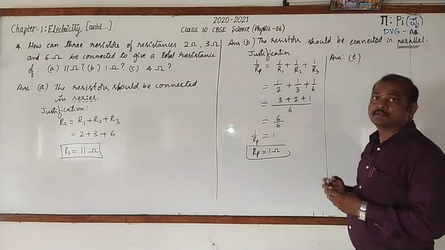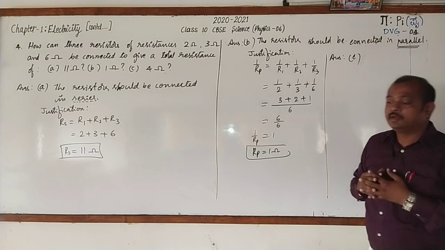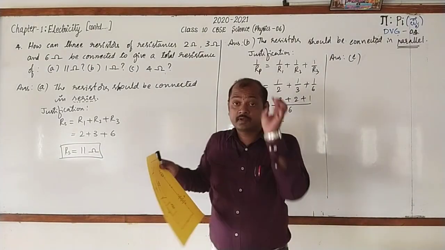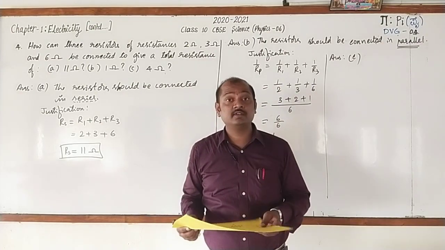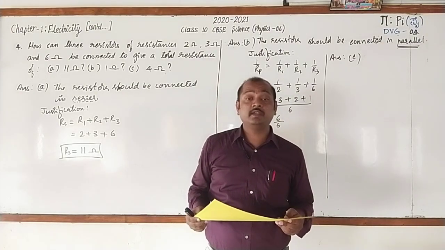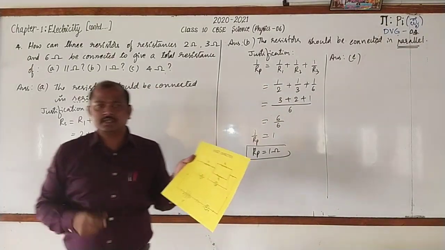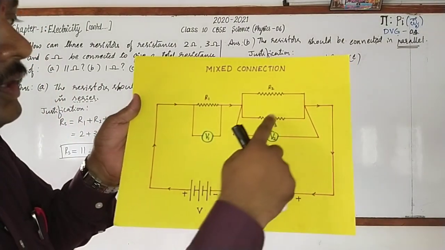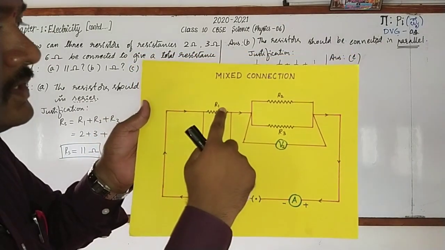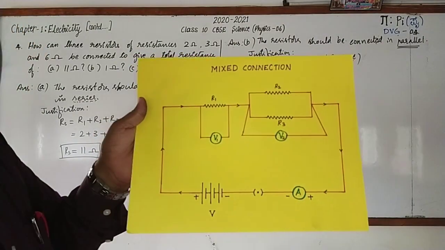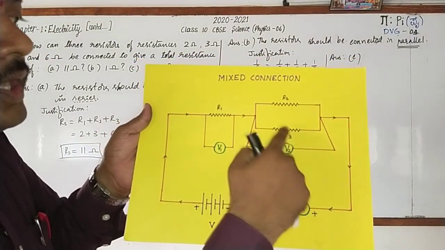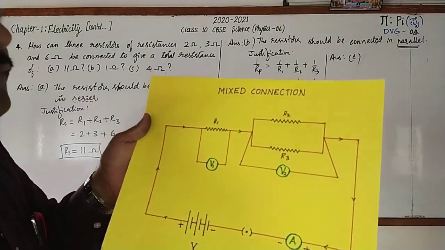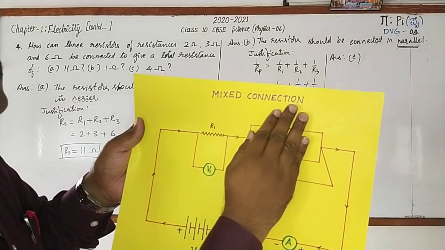Answer for C1. Dear students, we have 3 types of connections. Series connection, parallel connection and mixed connection. Just I am going to show you the chart. Observe here. Here there are 3 resistors, R1, R2 and R3. How R2 and R3 are connected? They are connected in parallel. So effective resistance, you call it as Rp.